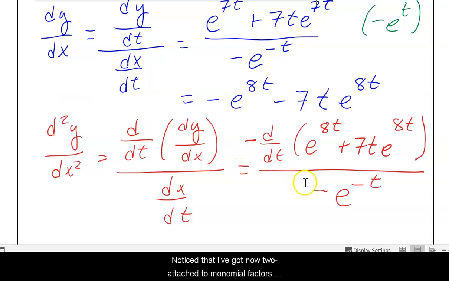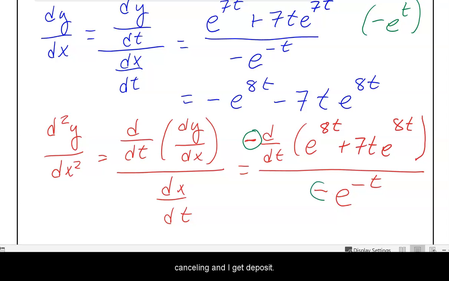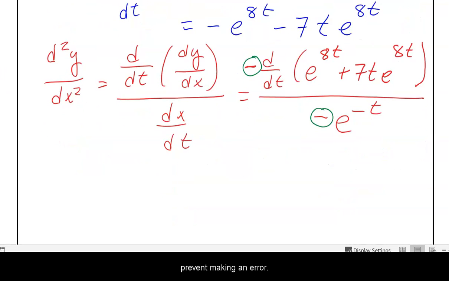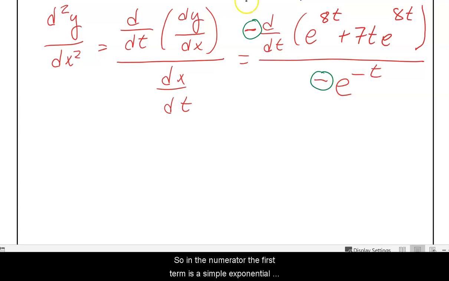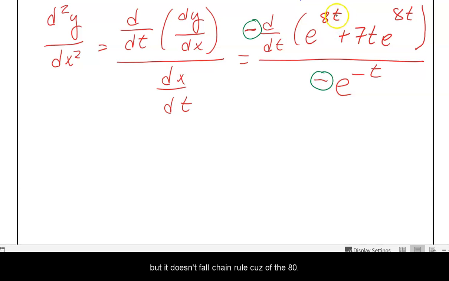We will be able to do the same sort of trick that we had before. Notice that I've got now two negatives attached to monomial factors, which means that the negatives actually end up canceling and I get a positive. I'll also be able to lift the e to the negative t to the numerator, but I shouldn't do that until after I've done the derivative of the numerator, just to prevent making an error. So in the numerator, the first term is a simple exponential, but it does involve chain rule because of the 8t. So that will give me 8e to the 8t.